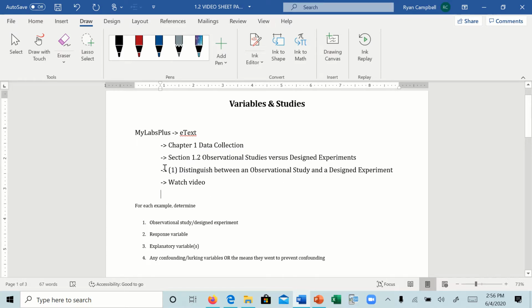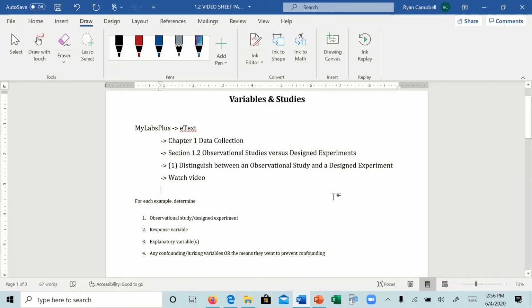The first outcome, it'll say number 1, distinguish between observational study and the design experiment, and then I need you to watch that video. And as you watch it, what I want you to do is determine these 4 things. Number 1, are we looking at an observational study or design experiment? Number 2, is this a response variable, or what is the response variable? Number 3, what are the explanatory variable or variables if there's multiples? And then number 4, are there any confounding or lurking variables?